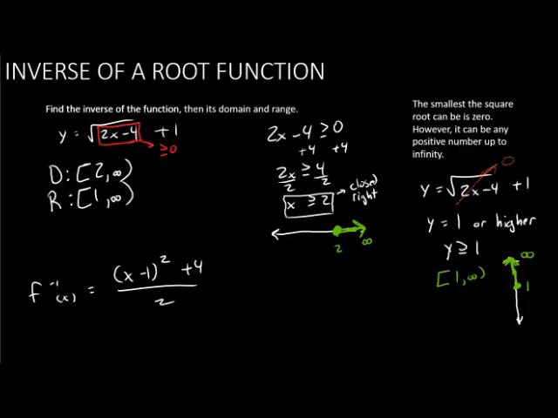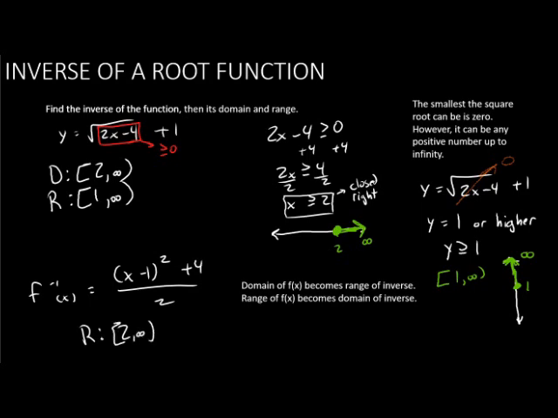What this means is we don't have to find the domain or range of our inverse at all because we already have the domain. The domain of our original function becomes the range of the inverse, and the range of the original function becomes the domain of the inverse. Therefore, since our domain of the original function was 2 to infinity, the range of our inverse will be 2 to infinity. Since the range of our original function was 1 to infinity, the domain of our new inverse will be 1 to infinity.